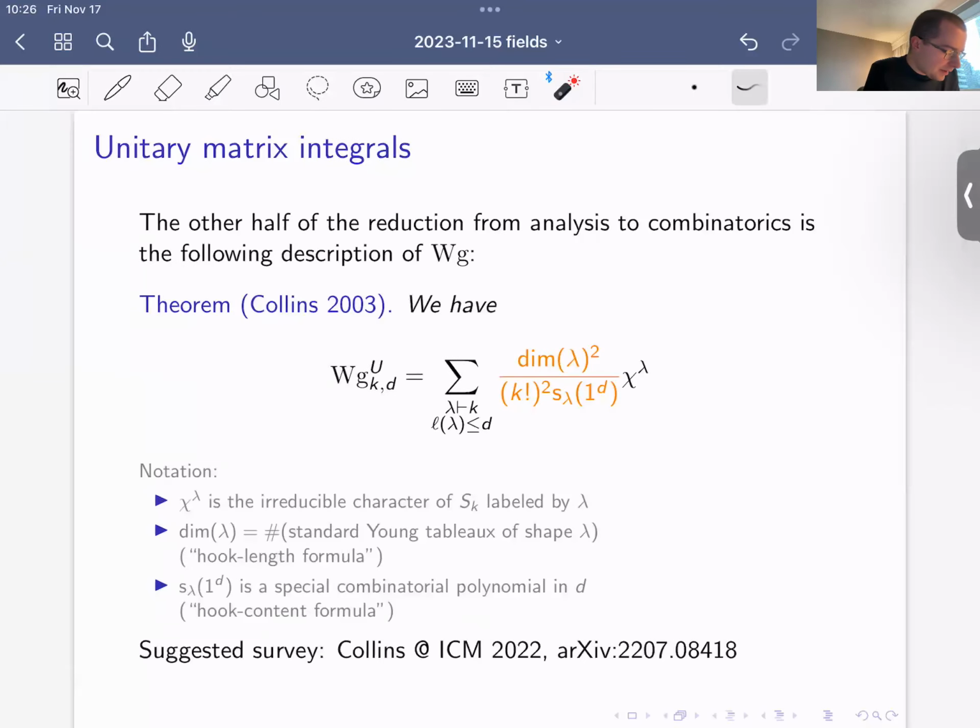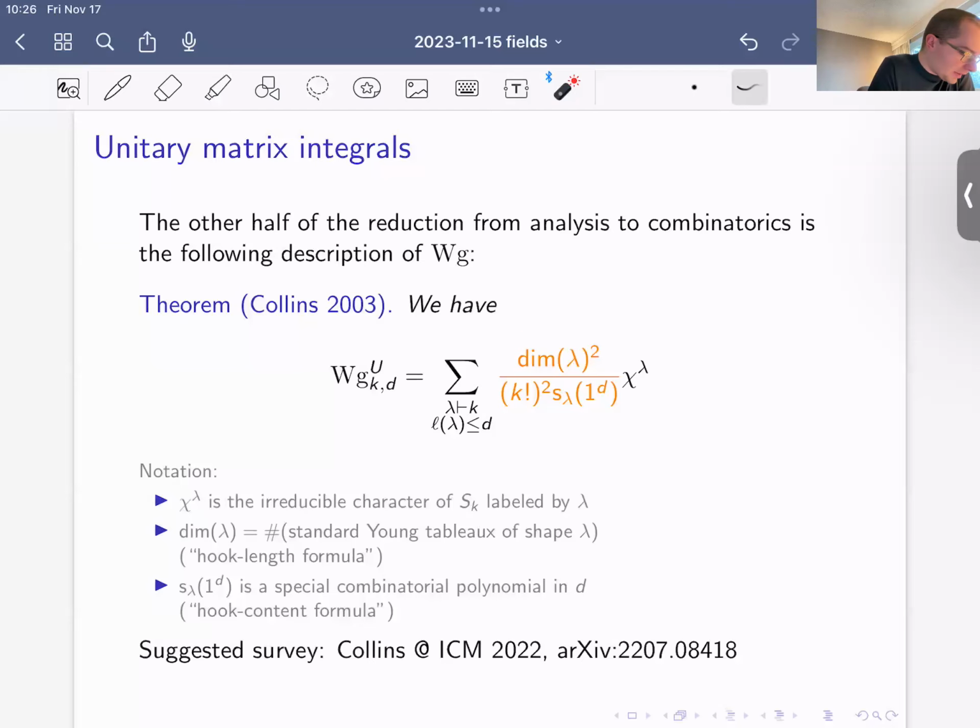And so just by representation theory of finite groups, that means that WG is going to be a linear combination of the irreducible characters of SK. This is again basic representation theory: the irreducible characters of SK are labeled by integer partitions. So the sum here is over integer partitions lambda of K, and then there's a length constraint here.